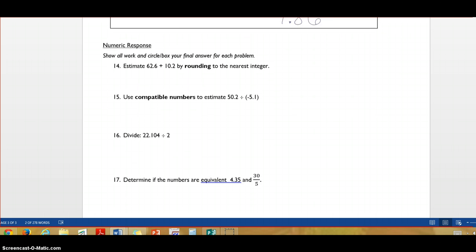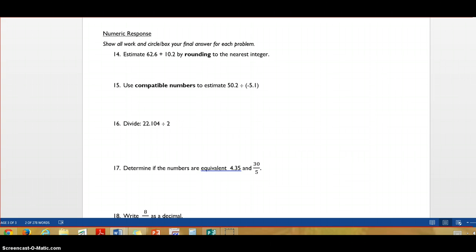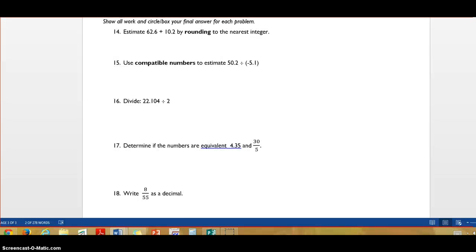Now the last section is numerical response. And we need to show all of our work and circle and box your final answer. The same description is going to be on your test tomorrow or on Tuesday, depending on when you're watching this.